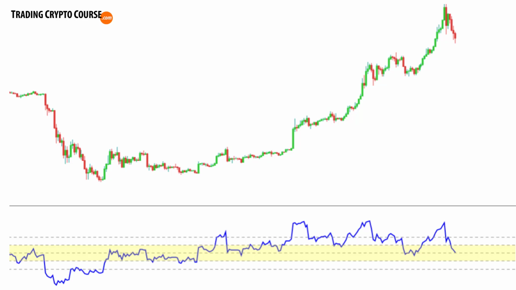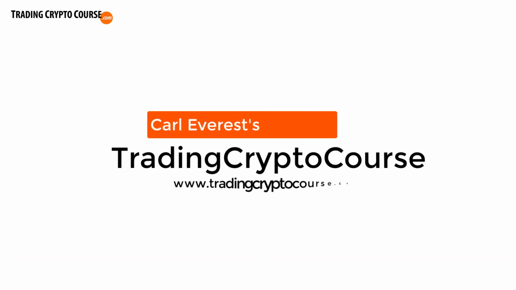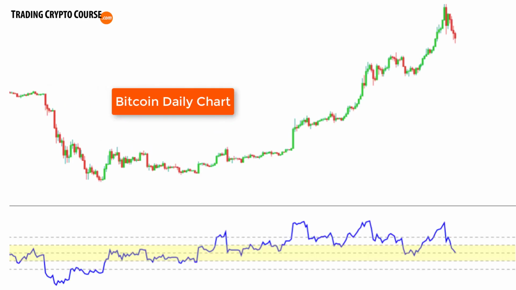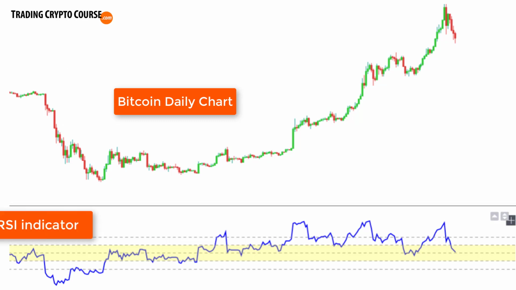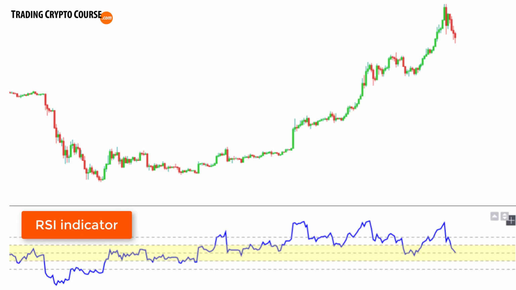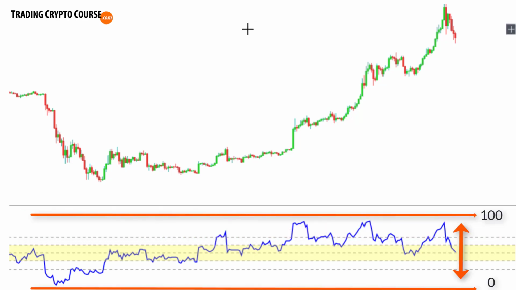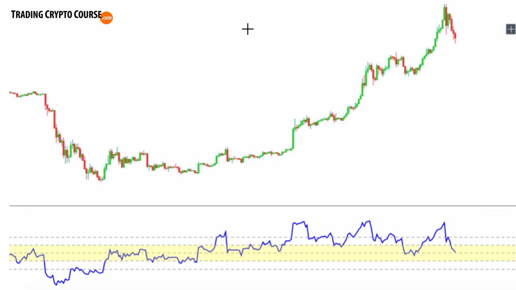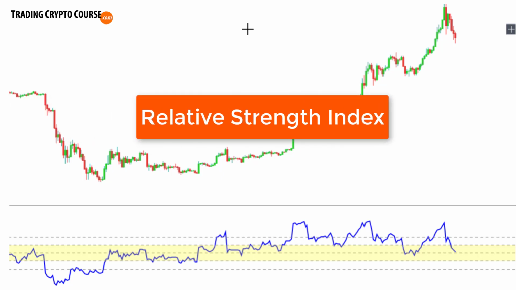Today we're going to talk about the RSI indicator. Here you see a Bitcoin chart, and below that I have installed the RSI indicator. It's actually an oscillator. It is contained between 0 and 100. The RSI indicator is a momentum indicator. It measures the strength of the market. RSI stands for Relative Strength Index.